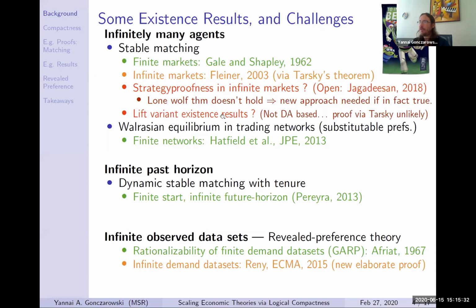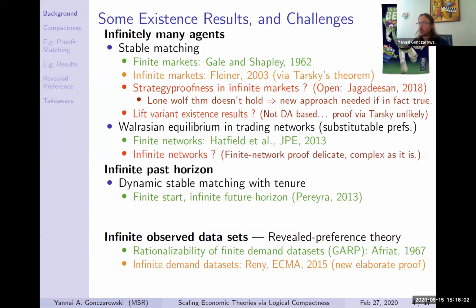Can we lift variant existence results? There are matching results that are not deferred acceptance based, but they seem very close to the original model of the Gale-Shapley chapter. If you're talking about matching with couples, for example, we'll talk about that soon. They're not deferred acceptance based, so a generalization via Tarski's theorem is very unlikely. Can we handle these? How do we handle these? It's very frustrating to reinvent the wheel for every one of these questions.